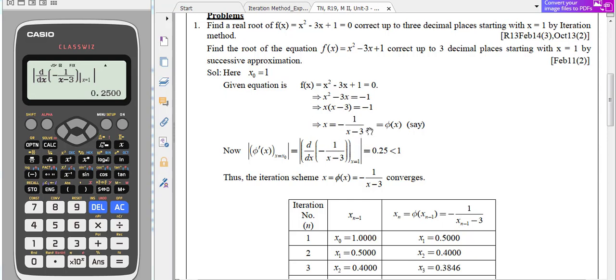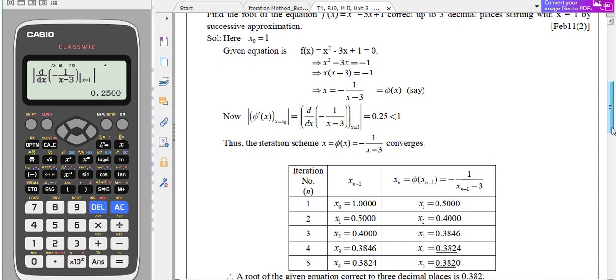And for this phi of x, this relation x is equal to phi of x, we go for obtaining successive values of x. This relation x is equal to phi of x itself serves as the iterative scheme. And we go for the tabular form with the first column consisting of the iteration number n, the second column consisting of xn minus 1 values, and the third column consisting of xn values. Xn is nothing but phi of xn minus 1.